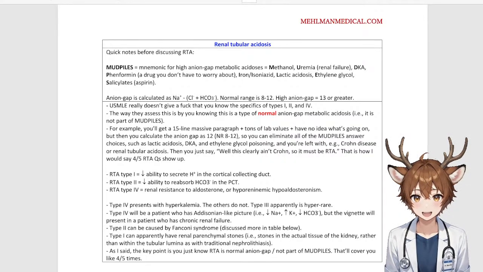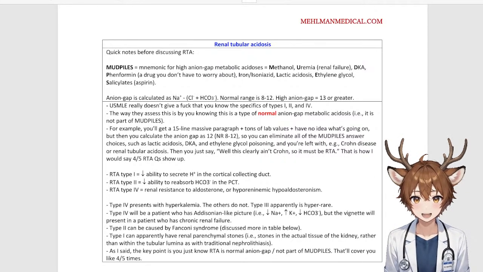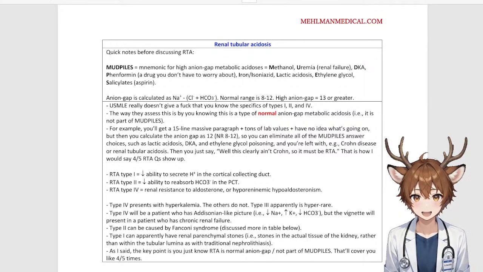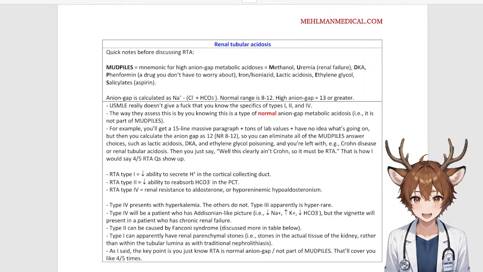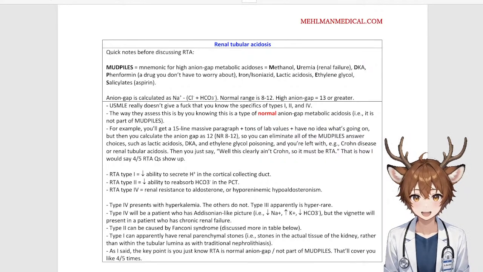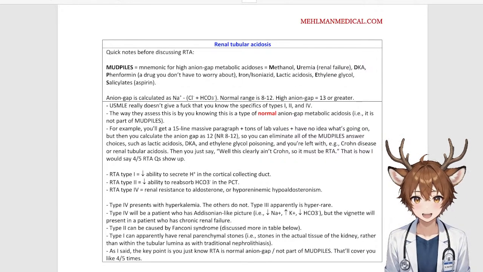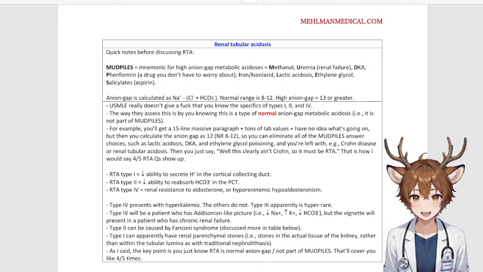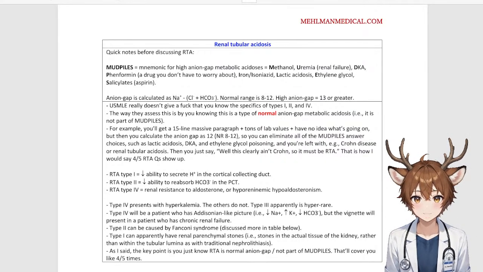Type 2 can be caused by Fanconi syndrome, discussed more in the table below. Type 1 apparently has renal parenchymal stones, i.e. stones in the actual tissue of the kidney, rather than within the tubular lumina as with traditional nephrolithiasis. As I said, the key point is that you just know that renal tubular acidosis is a normal anion gap and not part of MUDPILES. That will cover you 4 to 5 times.